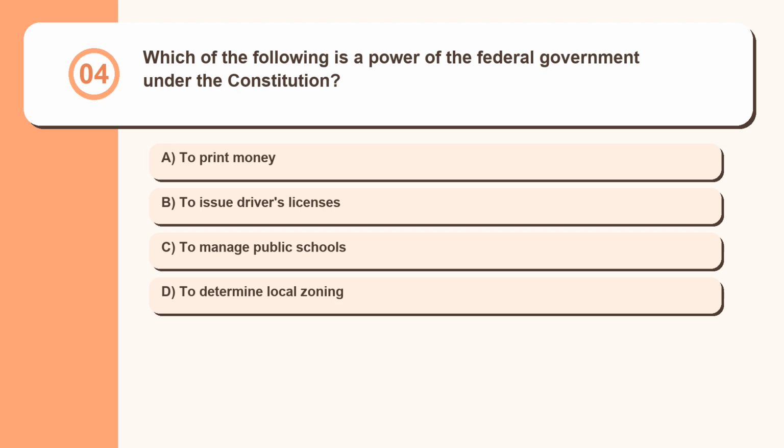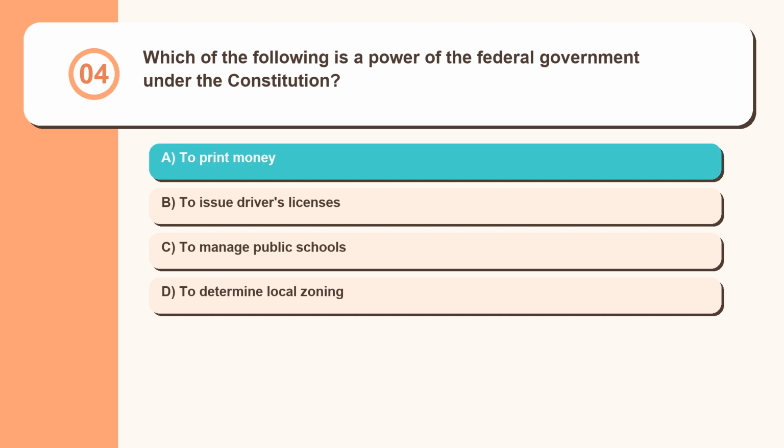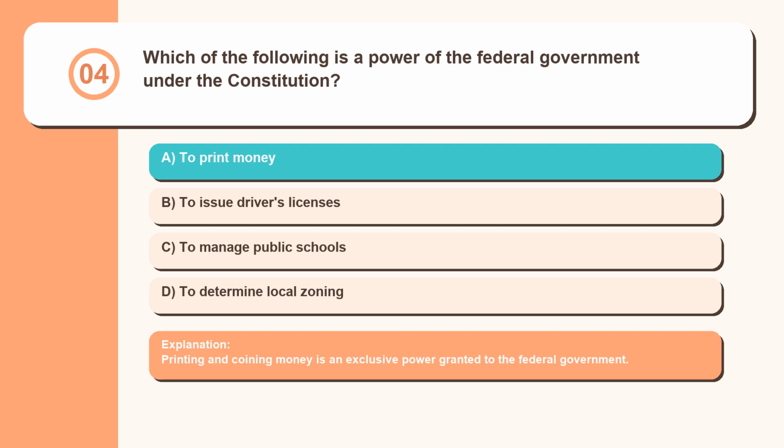Question 4. Which of the following is a power of the federal government under the Constitution? To print money, to issue driver's licenses, to manage public schools, to determine local zoning. Printing and coining money is an exclusive power granted to the federal government.